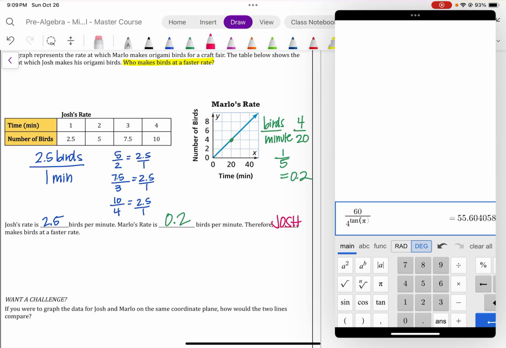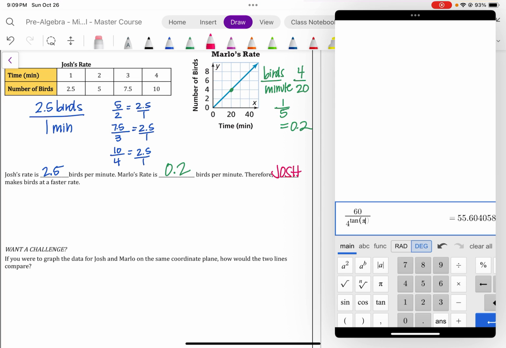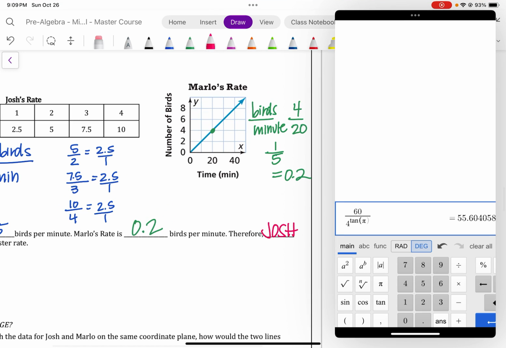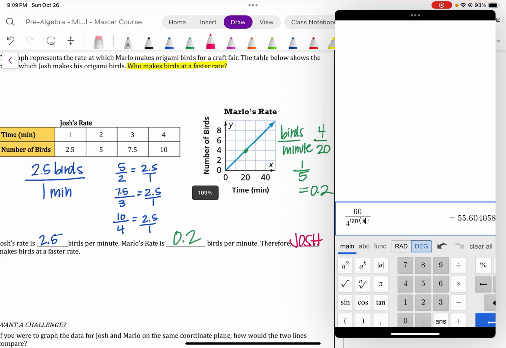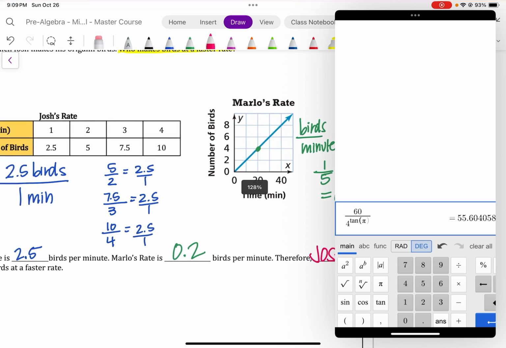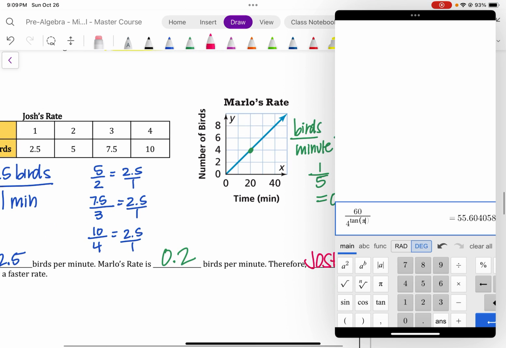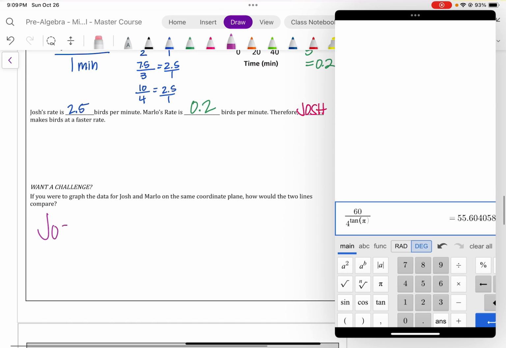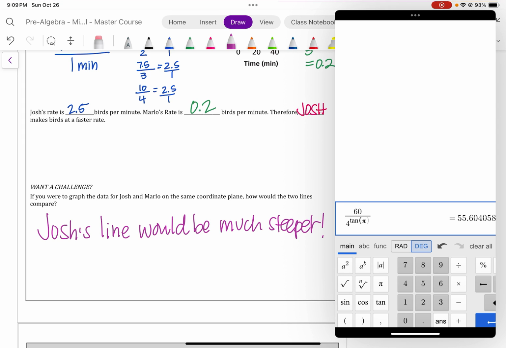If you were to graph the data for Josh and Mario on the same coordinate plane, how would the two lines compare? Well, Josh's line, he would be making, let's see, could I fit that on there? I wish I could show that. Josh's line would be a lot steeper. Okay.